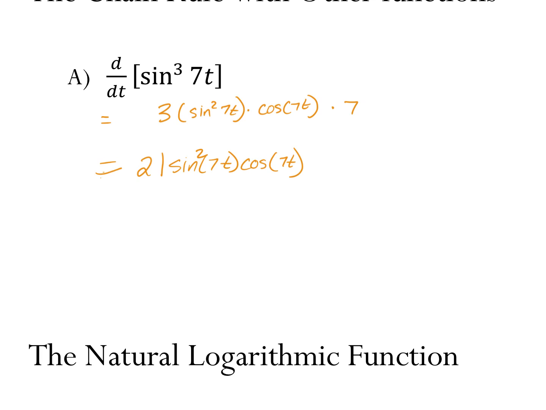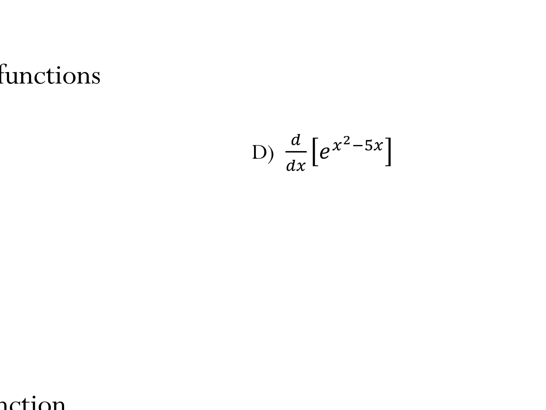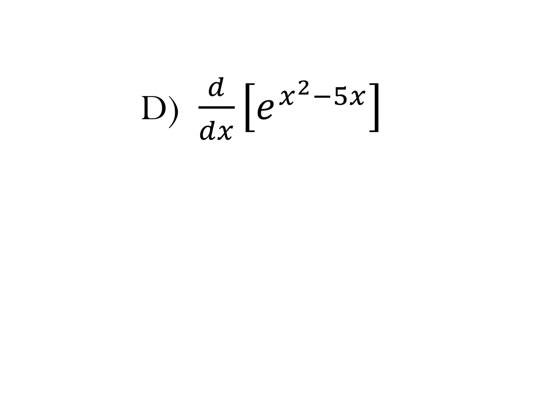This one? This looks worse than it is. What's the derivative of e to a power? It's just e to that power, yes? So this is going to be e to the x squared minus 5x, but then what do we need to do with that? We have to multiply by the derivative of that exponent, right? Which would be 2x minus 5.